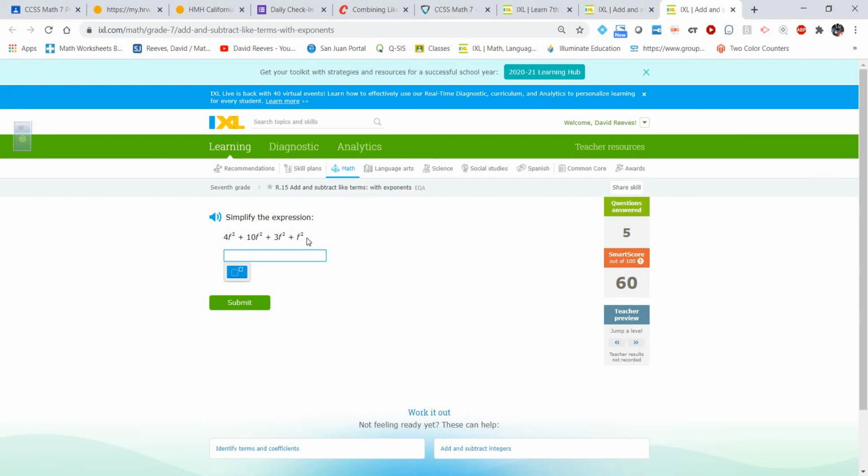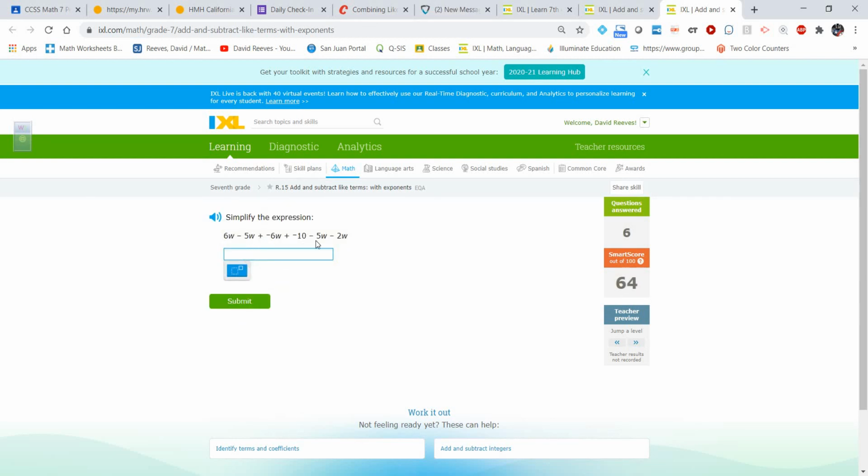Really? Wow. Sometimes IXL doesn't make sense. This is not harder than the one we did. Again, all like terms. 4 plus 10 plus 3 plus 1. 14 plus 3 is 17 plus 1 is 18, and they are all the same like term of f to the second power, right? All righty.